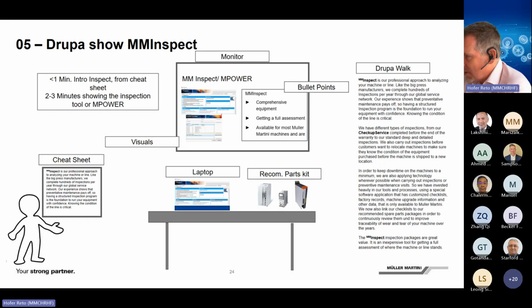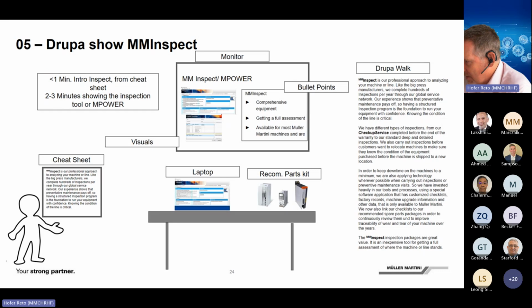MMInspect is our professional approach to analyzing your machine or line. Like the big press manufacturers, we complete hundreds of inspections per year through our global service network. Our experience shows that preventive maintenance pays off. So having a structured inspection program is the foundation to run your equipment with confidence. Knowing the condition of the line is critical. We have different types of inspections, from our checkup service completed before the end of the warranty to our standard deep and detailed inspections. We also carry out inspections before customers relocate machines, to make sure they know the condition of the equipment purchased before the machine is shipped to a new location.